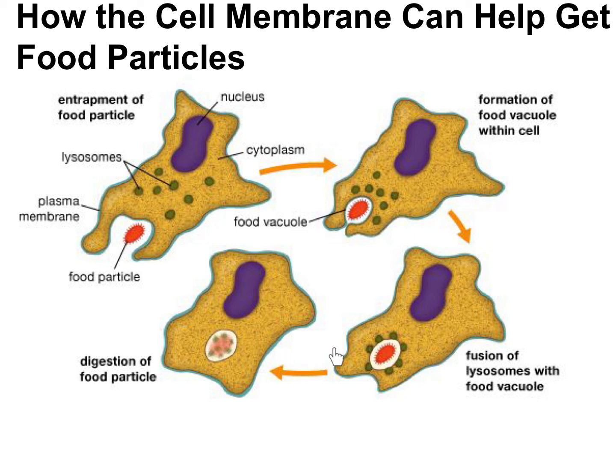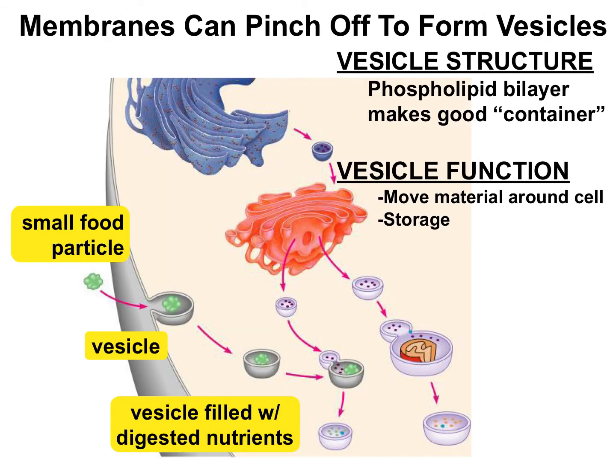Let's zoom in on this process to see the other organelles that are involved. When the membrane pinches off around the food particle, that membrane bubble is actually called a vesicle. And you can see the same process here, right? A green food particle is surrounded by the membrane, and then the membrane pinches off to form a vesicle. Structurally, vesicles are simply bubbles of membranes, and the function of vesicles is to move materials from compartment to compartment in the cell or hold materials in storage.